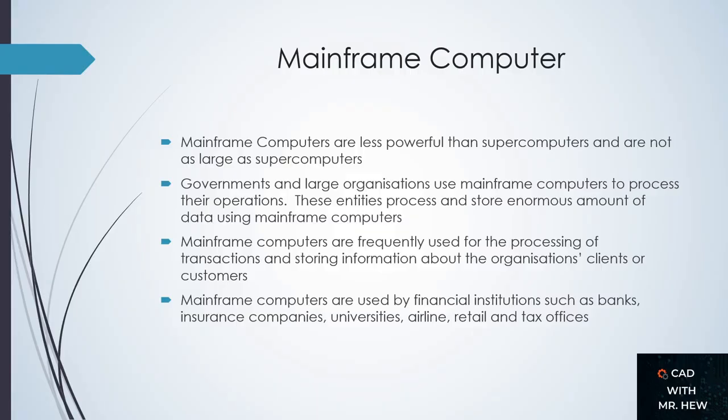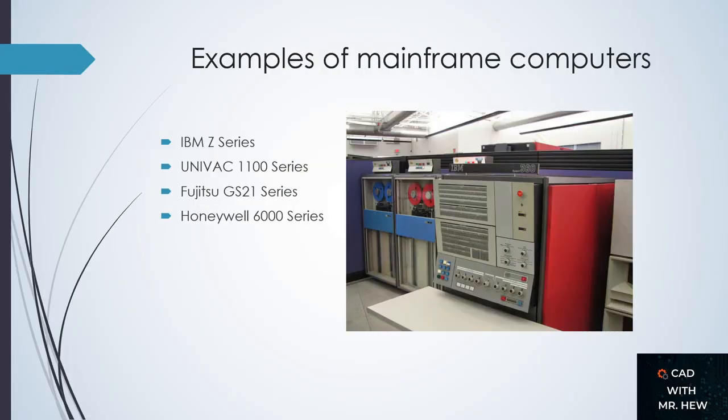Mainframe computers are used by financial institutions such as banks, insurance companies, and also universities, airlines, retail sector, and tax offices. Examples of mainframe computers: we have the IBM Z series, UNIVAC 1100 series, Fujitsu GS21 series, and the Honeywell 6000 series.